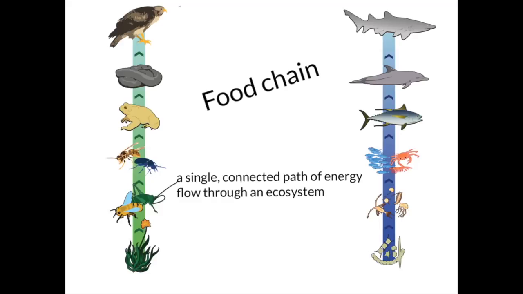Here we have two examples of food chains, and a food chain is a single connected path of energy flow through an ecosystem. It shows the different levels of eating within that ecosystem, essentially what eats what. And you see those arrows here? These arrows show that energy is flowing, and it shows where it flows from which organism to which organism in the ecosystem. And all ecosystems have food chains. Here's an example on the right from an ocean. And the one on the left shows the prairie.